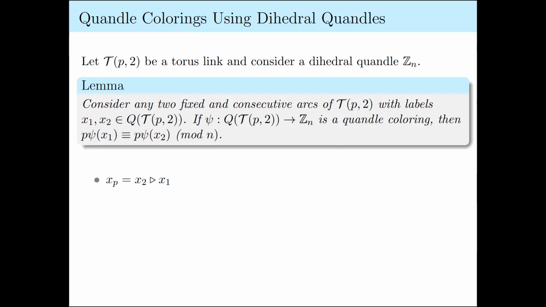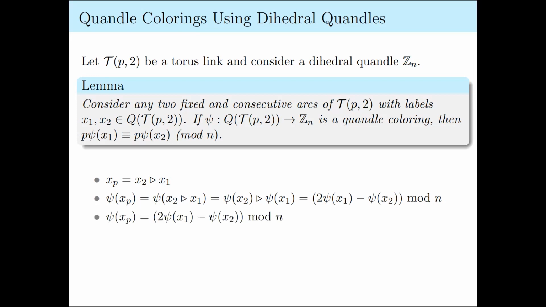We know that xp is equal to x2 triangle x1. This means that psi of xp is equal to psi of x2 triangle x1. As a quandle homomorphism, this is also equal to psi of x2 triangle psi of x1. If we further evaluate this using the operation of dihedral quandles, we find that psi of xp is equal to 2 psi of x1 minus psi of x2 mod n. And if we repeat this for each of the generators in our fundamental quandle, we get a system of equations that we can use substitution on to get our result.